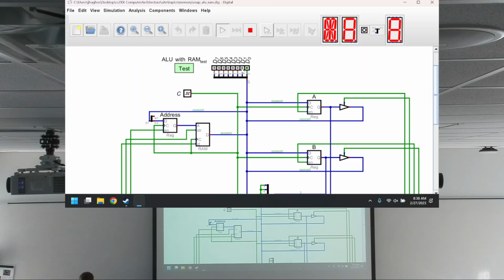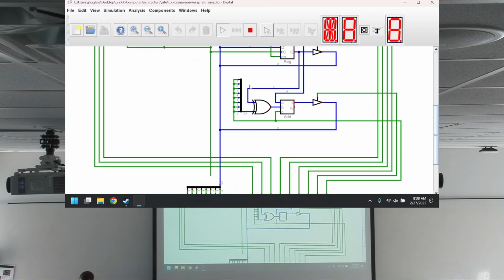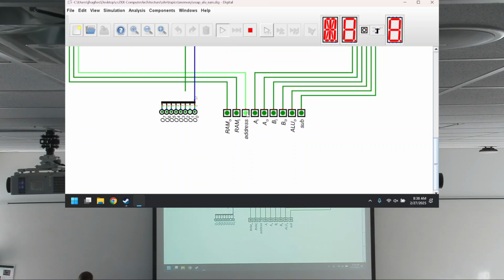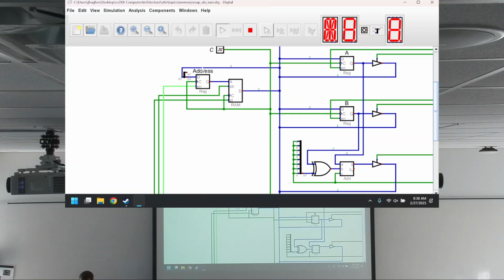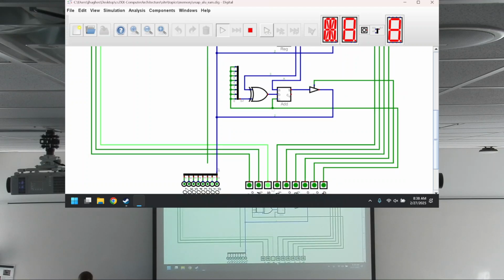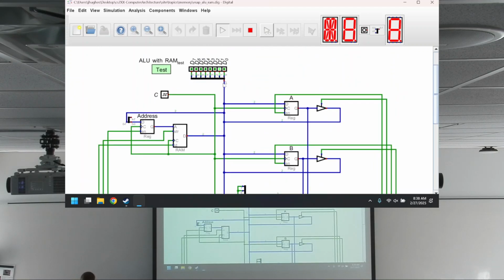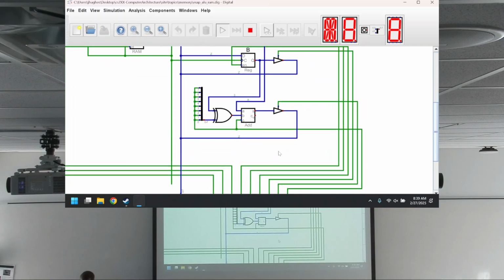All right. Address 2. Put it into the address register. Clock pulse. So now this has 2. Good, good, good. Turn that off. Very importantly, set these back to 0. All right, good. And so now what do we want to do?